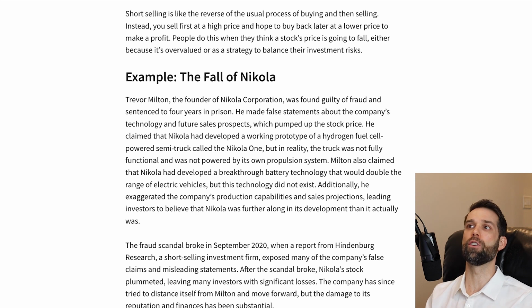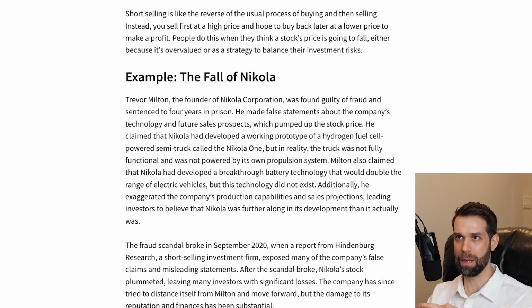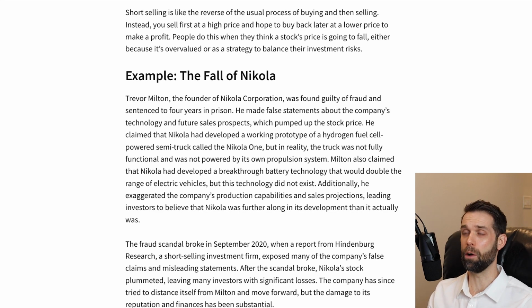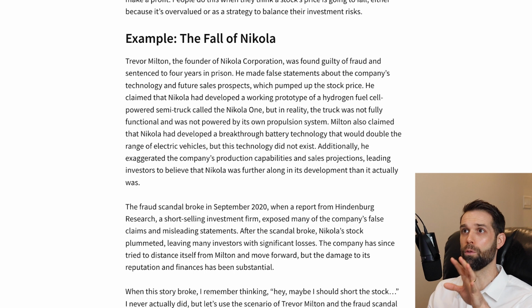So, just to wrap it up before we get into our example here, short selling is like the reverse of the usual process of buying and then selling. Instead here, you sell first at a high price and hope to buy back later at a lower price to make a profit. And again, people do this when they think a stock's price is going to fall. And again, I think we covered quite well how that works in the back end of your brokerage account. It's a seamless process of borrowing the shares and instantly selling them. So let's do an example here, and I'll pull up my whiteboard after we go through this example.